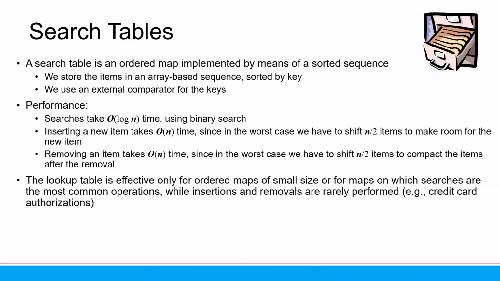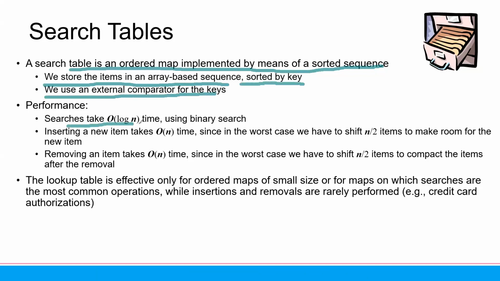So the search table, if you still remember about the map, is similar to the concept of the map. A search table is an ordered map implemented by means of a sorted sequence. We store the items in an array-based sequence sorted by the key, and we use an external comparator for keys. If we are searching, it will take O(log n), because it uses the binary search.